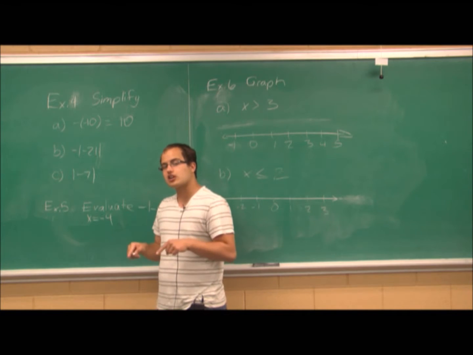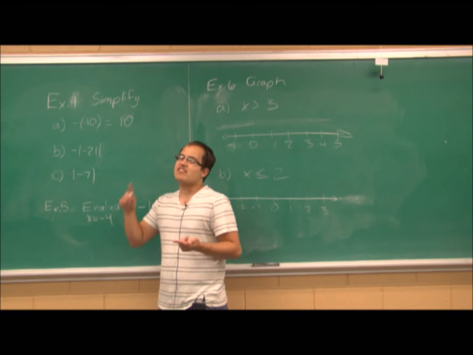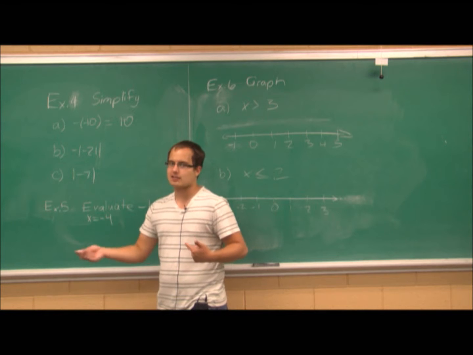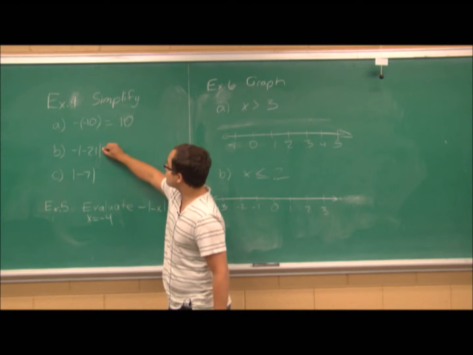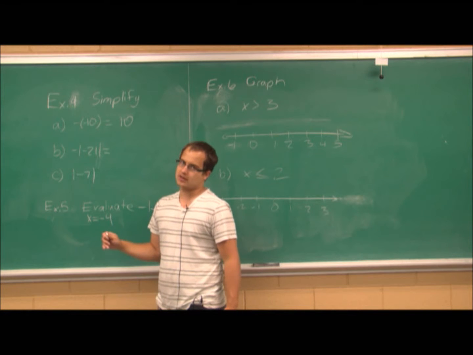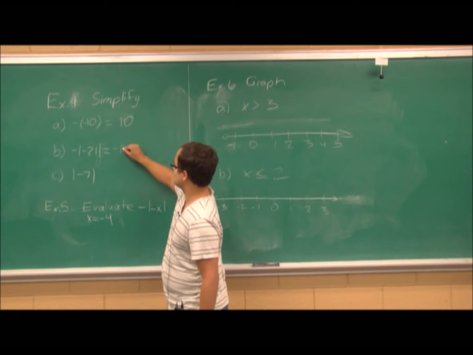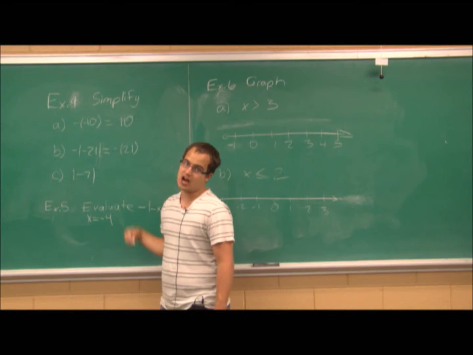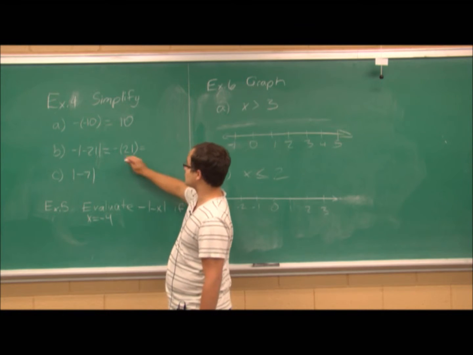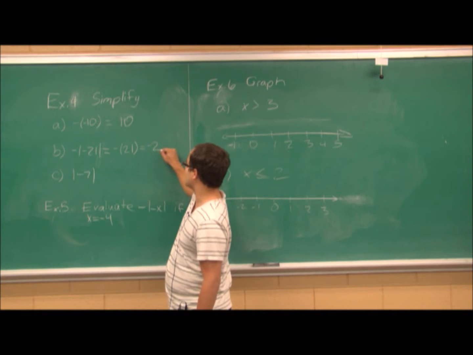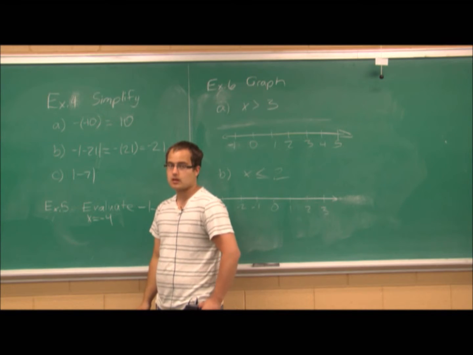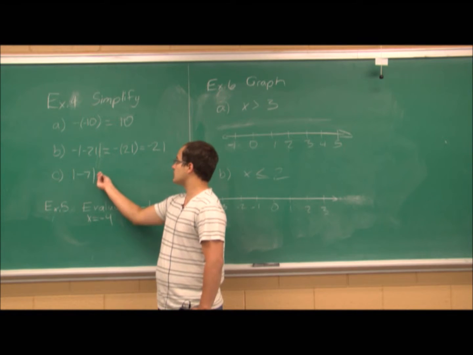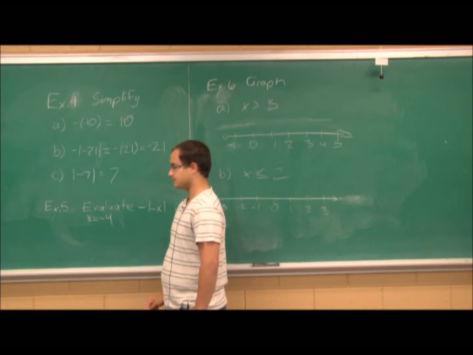Because absolute values are just another grouping symbol, we have to evaluate them before anything else, just like parentheses when you do PEMDAS, or please excuse my dear Aunt Sally. So the first thing you have to do is the absolute value of negative 21, which is 21. And then we can evaluate this negative on the outside. And our final answer, because the opposite of 21, is negative 21. Now part C, just the absolute value of negative 7, which is positive 7.